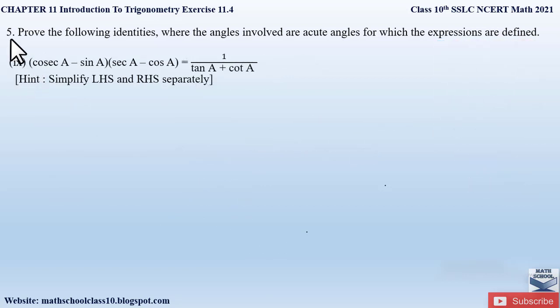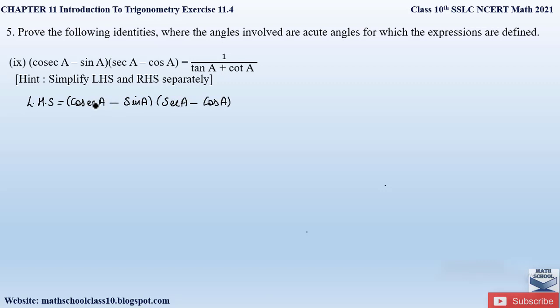Part 9 of question number 5 says (cosecant A minus sin A) into (secant A minus cos A) is equal to 1 by (tan A plus cot A). So here again we have to prove left hand side is equal to right hand side, and they have given us a hint here to simplify left hand side and right hand side separately. So let us first begin with the left hand side part. Our left hand side is given by (cosecant A minus sine A) into (secant A minus cos A).